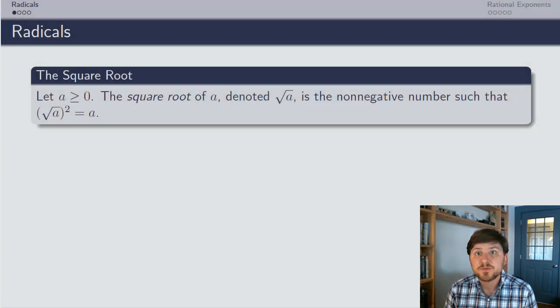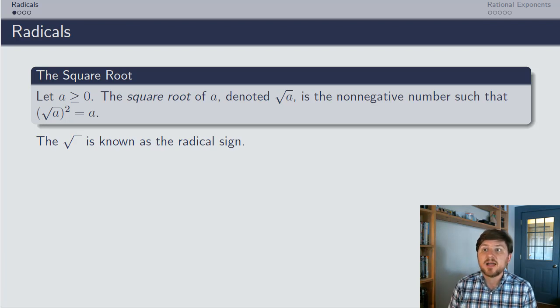The square root, you know what the symbol means here. If we let a be greater than or equal to 0, then the square root of a is denoted with this thing called the radical sign over a. It's the non-negative number such that when you square it, you get a. So the square root of a times the square root of a is a.